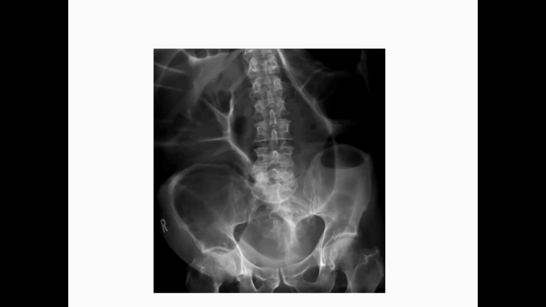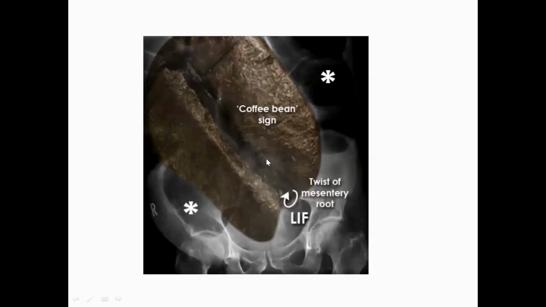So the twisted loop of the sigmoid colon, if you see, gives the appearance of what we call the coffee bean sign. If you look at here, you can easily trace it, and this is in the middle of it. It will give the appearance of the coffee bean, yeah? Just like it is the same one. This is just for educational purposes.